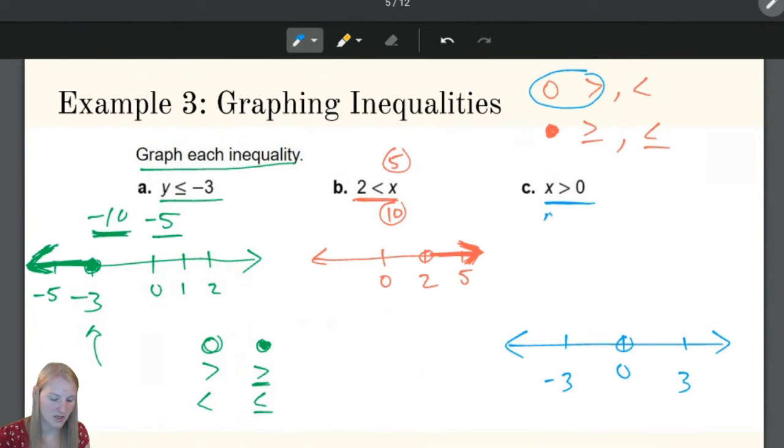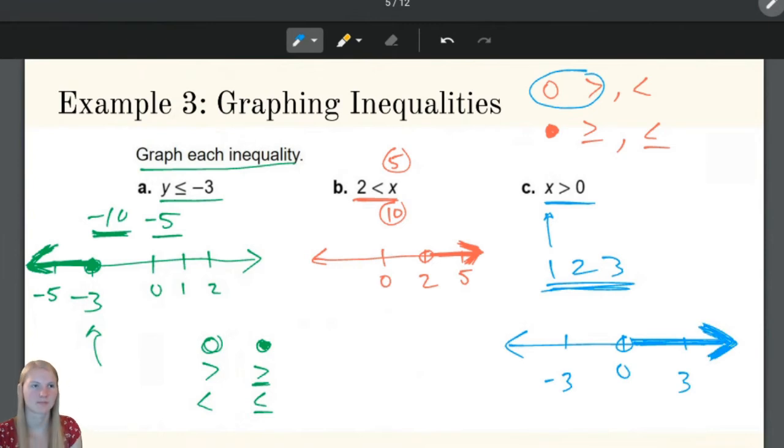So what is a number that is greater than 0? Well, 1 is bigger than 0. 2 is bigger than 0. 3 is bigger than 0. 18 is bigger than 0. Basically, any positive number is bigger than 0. So I'm going to point towards these numbers, which means I'm going to point this way. This way.